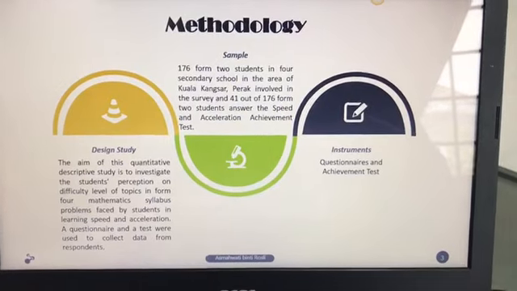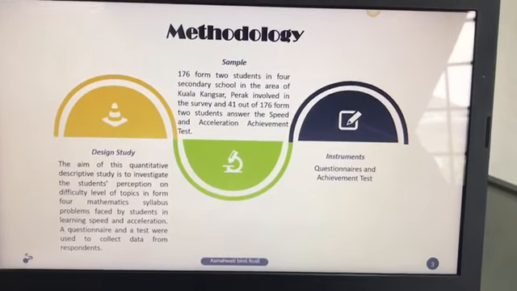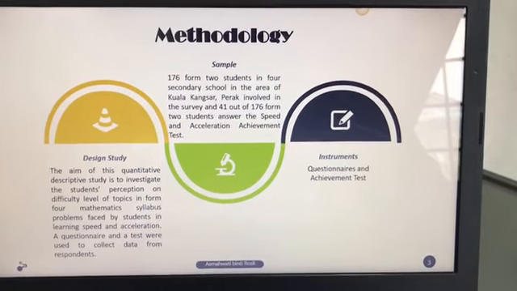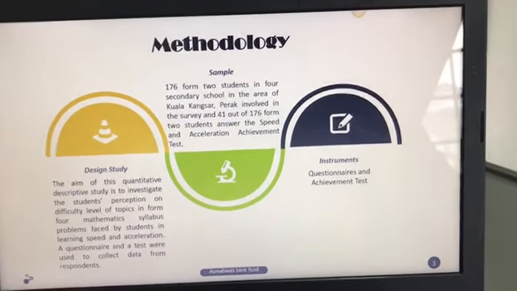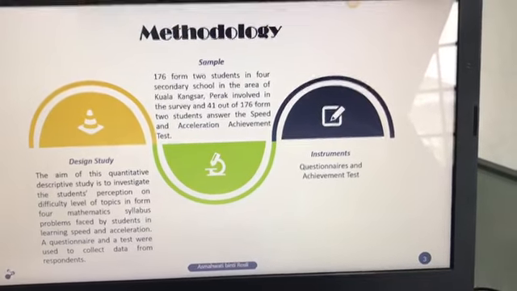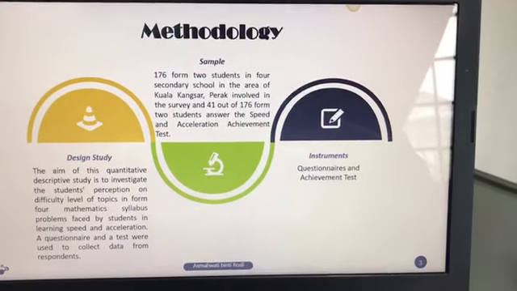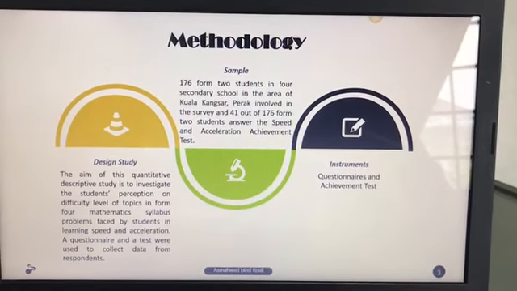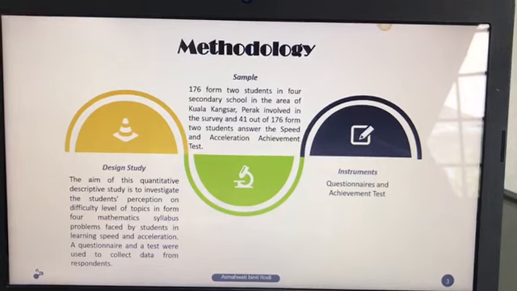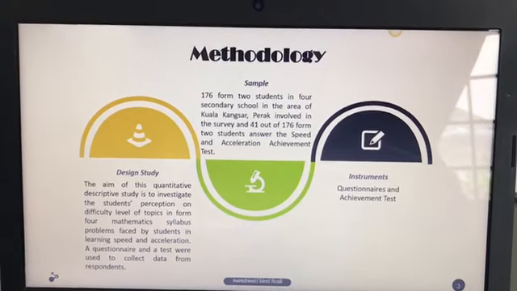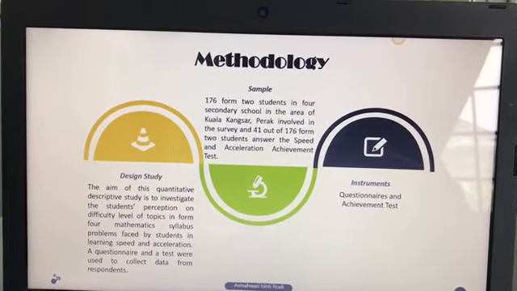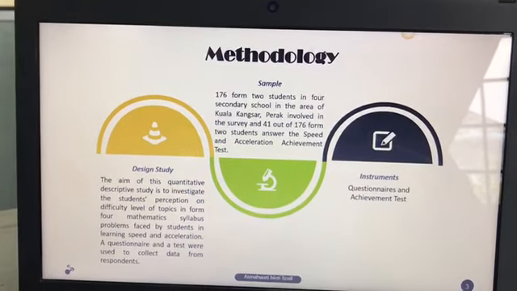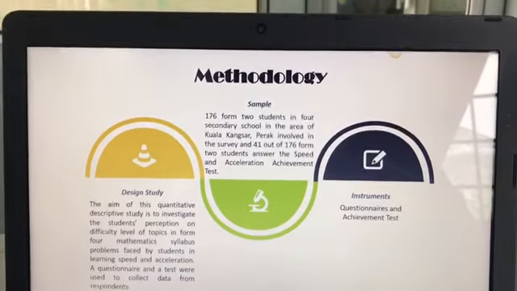These Form 2 students are learning fractions according to the KSSM Mathematics syllabus as mandated by the Curriculum Development Department, Malaysian Ministry of Education. And then for the instrument, a topic difficulty level survey questionnaire of the Form 2 mathematics topics was used to collect data from respondents. This instrument consists of all 6 topics in the Form 2 syllabus, where respondents rated the chapters using a Likert scale.